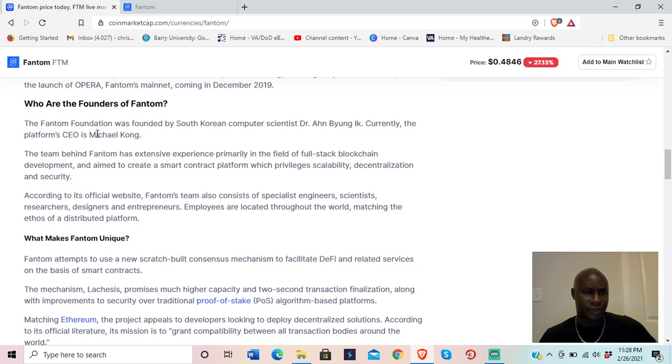Okay. So who are the founders of Fantom? The Fantom Foundation was founded by South Korean computer scientist Dr., I'm going to mess up his name. Currently, the platform CEO is Michael Kong. The team behind Fantom has extensive experience primarily in full-stack blockchain development and aims to create a smart contract platform which privileges scalability, decentralization, and security. According to its official website, Fantom's team also consists of specialist engineers, scientists, researchers, designers, and entrepreneurs. Employees are located throughout the world, matching the ethos of a distributed platform.